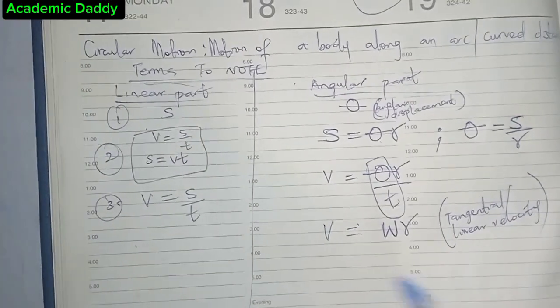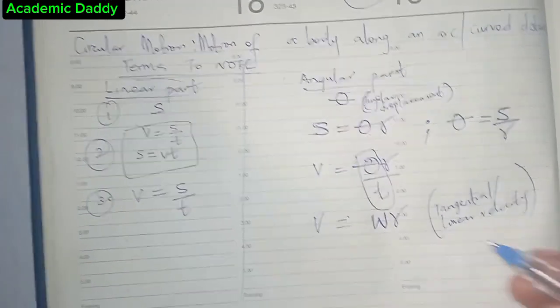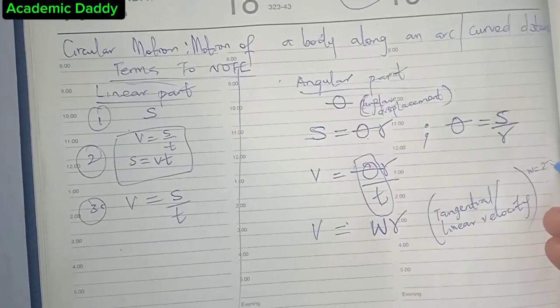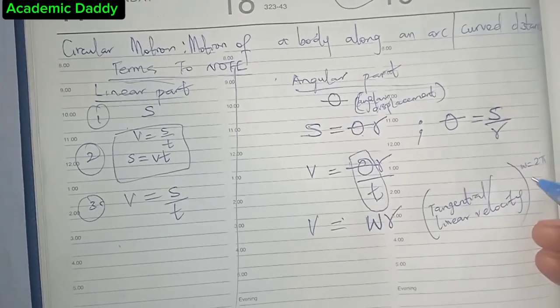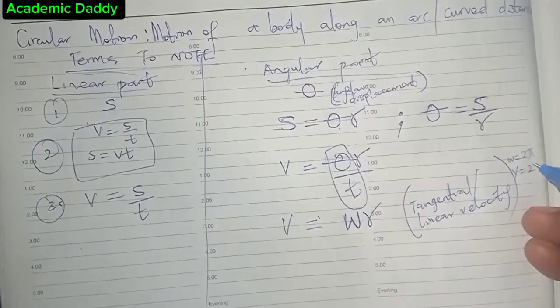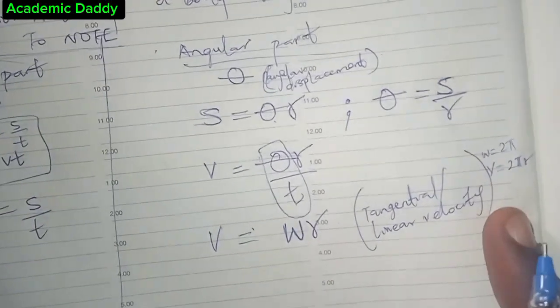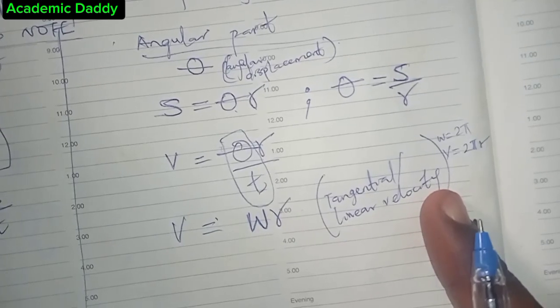So the linear velocity or tangential velocity formula is v equals wr, and w is also equal to 2 pi over T, which means that linear velocity is also the same thing as saying 2 pi r over T. Very important to note.